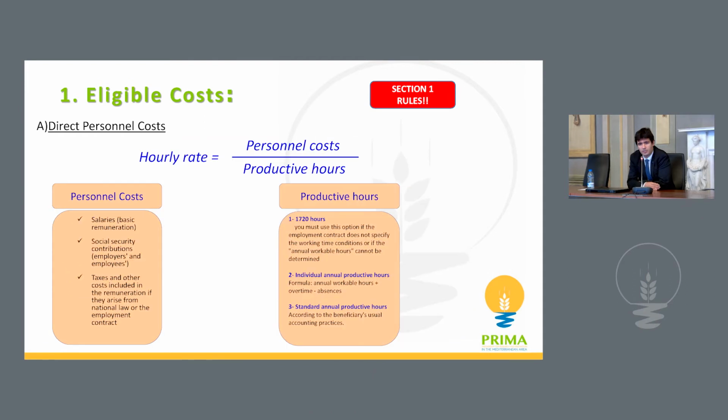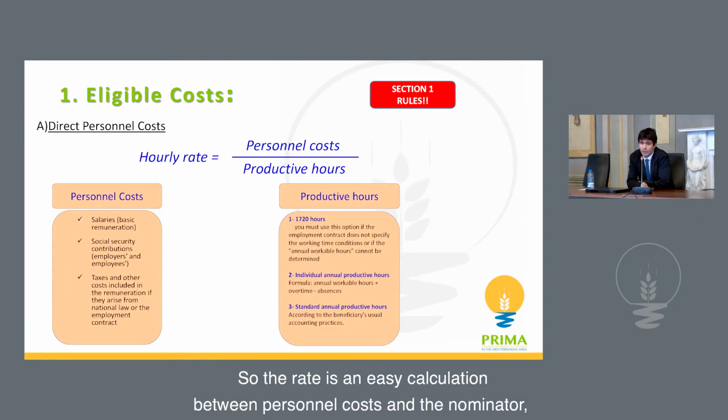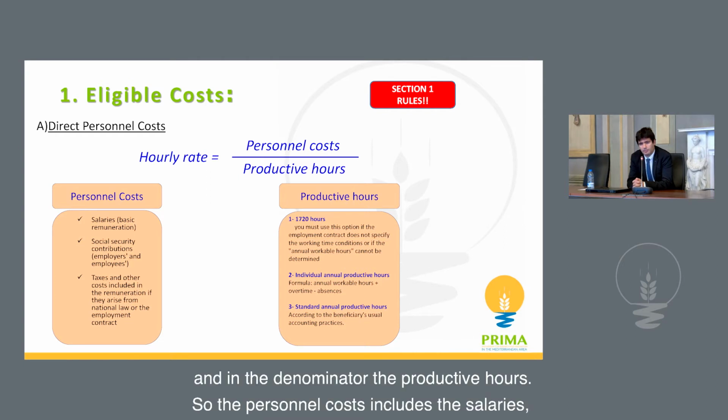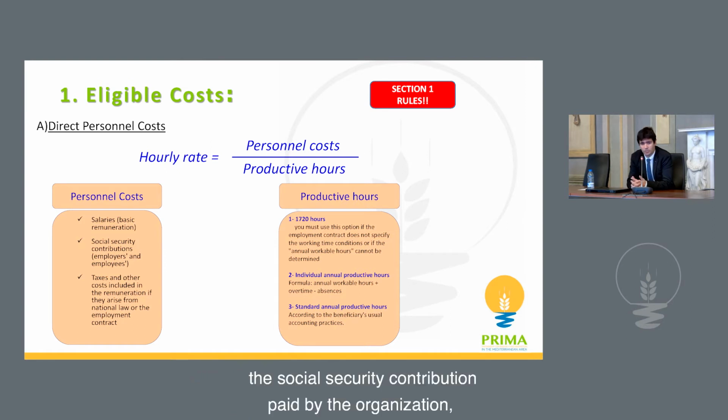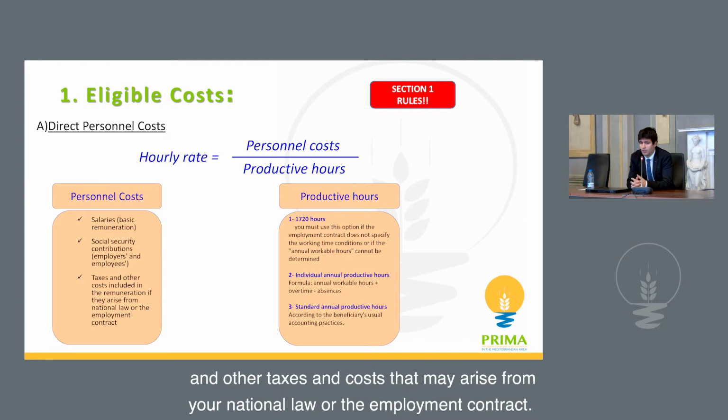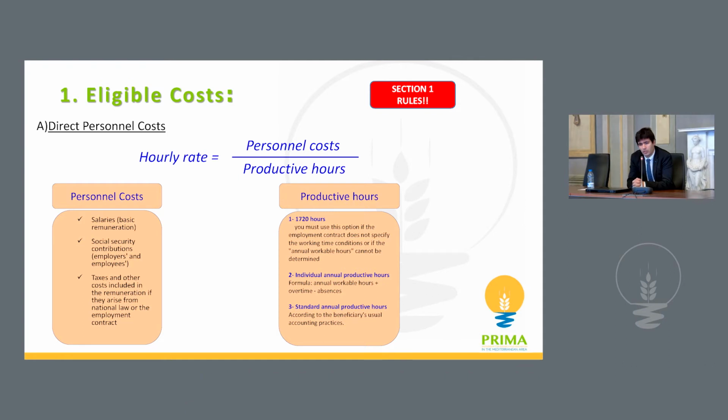Okay, next please. So the hourly rate, it's an easy calculation between personal cost in the numerator and, in the denominator, the productive hours. So the personal cost includes the salaries, the social security contribution paid by the organization, and other tax and costs that may arise from your national law or the employment contract.